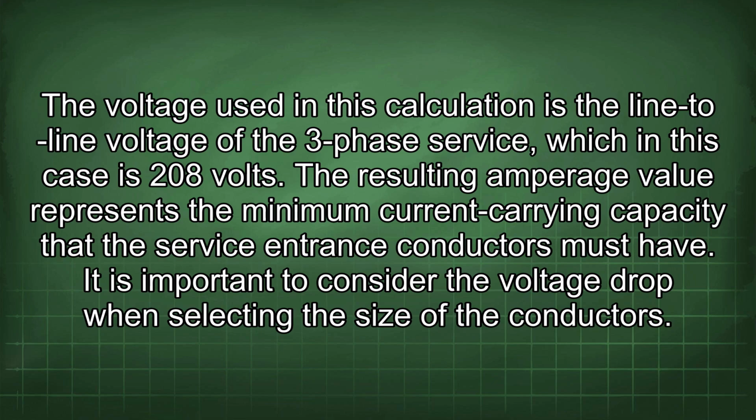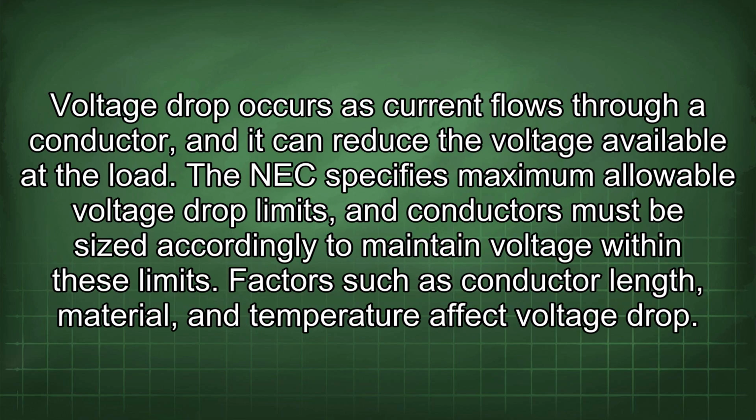It is important to consider the voltage drop when selecting the size of the conductors. Voltage drop occurs as current flows through a conductor, and it can reduce the voltage available at the load. The NEC specifies maximum allowable voltage drop limits, and conductors must be sized accordingly to maintain voltage within these limits. Factors such as conductor length, material, and temperature affect voltage drop.